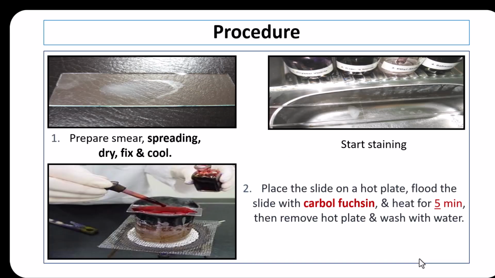First, we should prepare the smear. As you know, we make the smear by spreading the bacteria on a clean slide, then air dry, then heat fixation. After that, we put the slide on a hot plate and cover it with the carbol fuchsin and heat it for about 5 minutes. Then we wash with water.